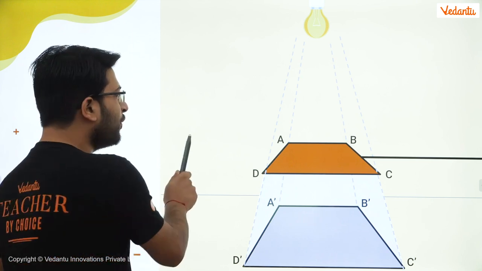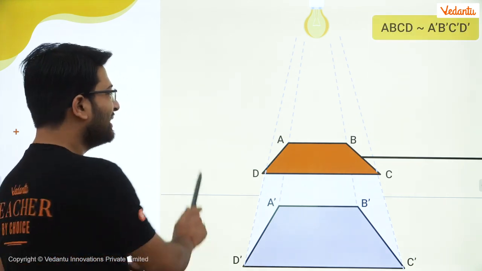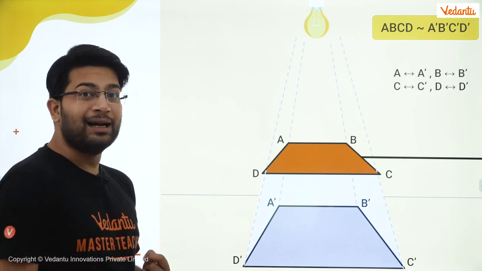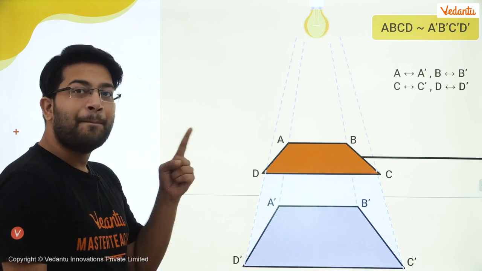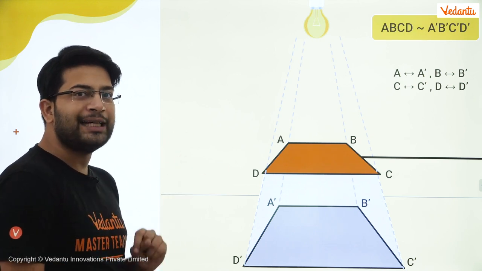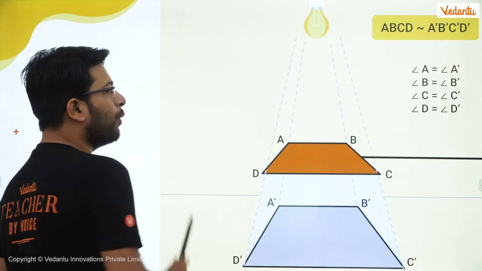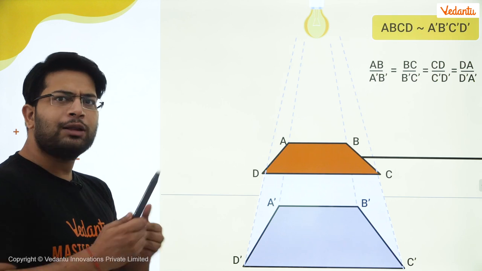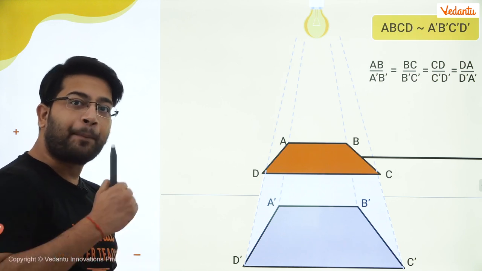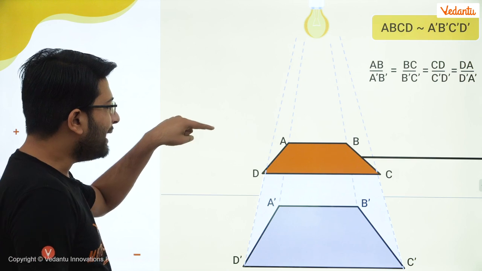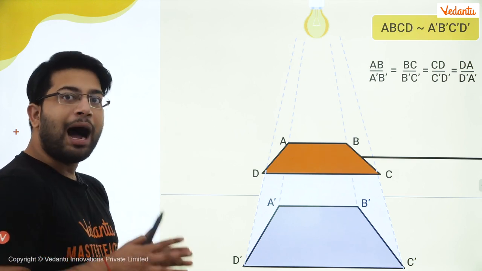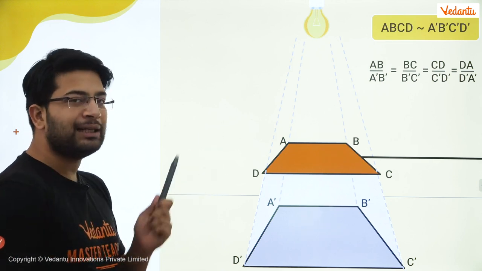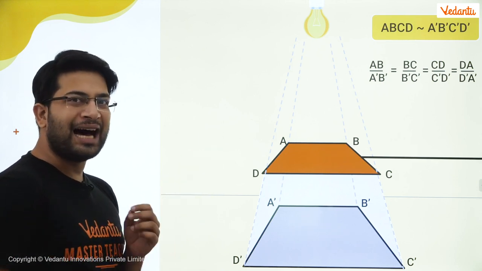So now champ, these two figures will be similar. Yes. If these two figures are similar, then their corresponding angles A and A dash will be equal, B and B dash will be equal, C and C dash and D and D dash will be equal to each other. I hope it is clear. Very good. And all the corresponding sides will be in the same proportion. That means AD and A dash D dash are in proportion, and in the same proportion AB and A dash B dash will be. So all the corresponding sides are in the same proportion.